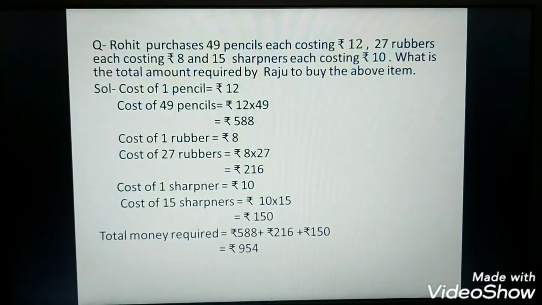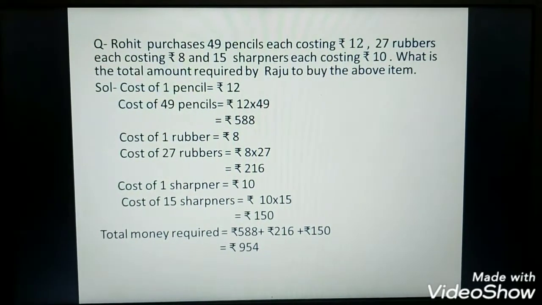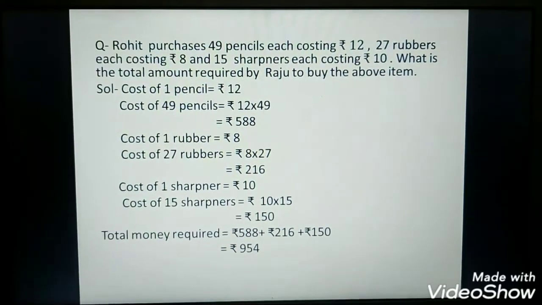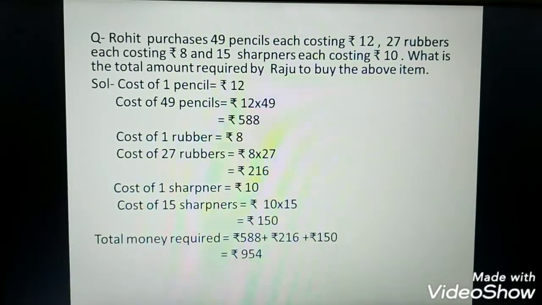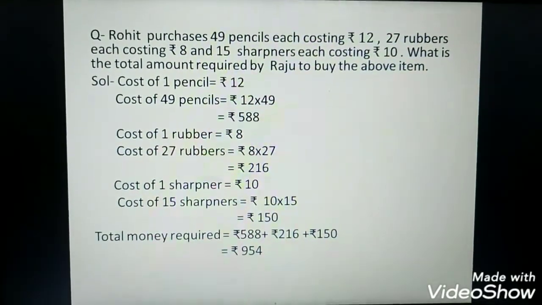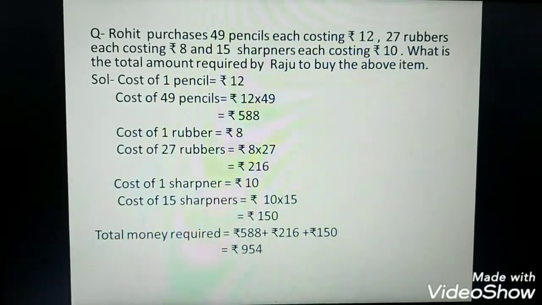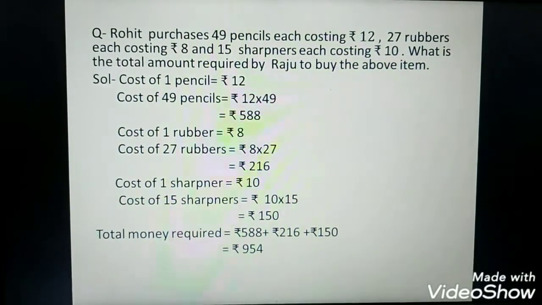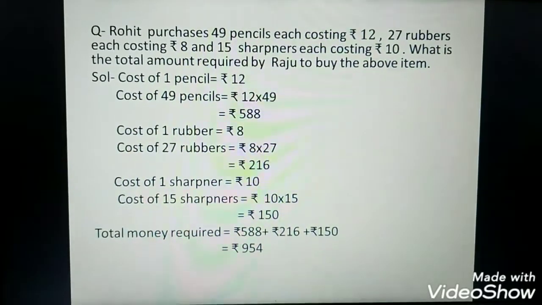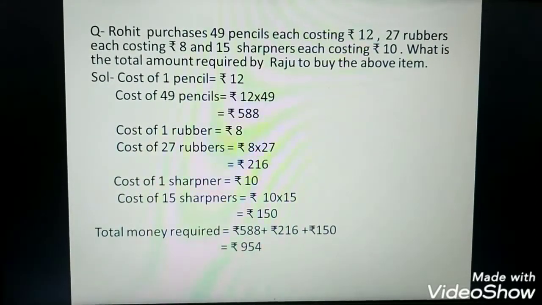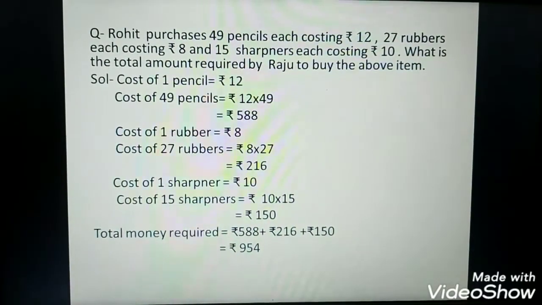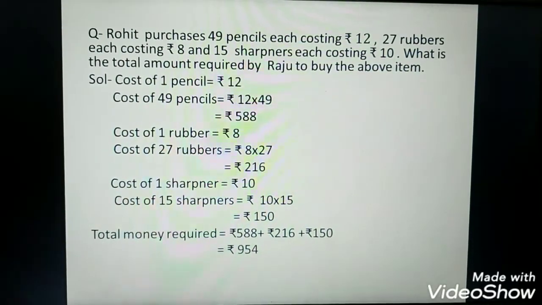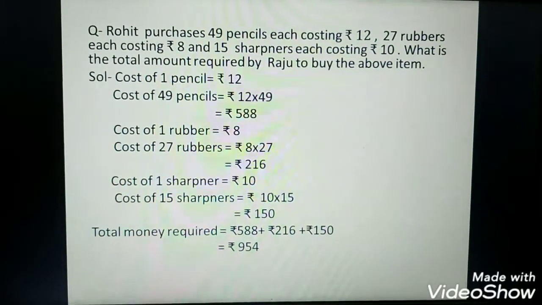Now I am going to explain a word problem here. Rohit purchases 49 pencils, each costing rupees 12, 27 rubbers, each costing rupees 8, and 15 sharpeners, each costing rupees 10. What is the total amount required by Rohit to buy the above items? Now the solution. Rohit purchases 49 pencils, each costing rupees 12. That means the cost of one pencil is rupees 12. So the cost of 49 pencils will be rupees 12 into 49, that is rupees 588.